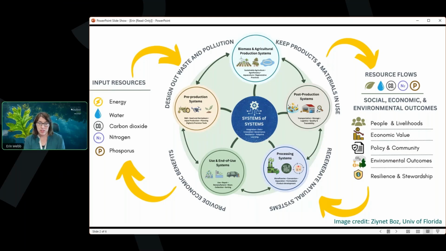There's a number of resources. These are just a few that we are concerned about: energy, water, CO2, nitrogen, and phosphorus. Each of those works in different ways in these systems. So we need to track and understand how they flow through, and understand how we want to utilize each of them in each segment of the entire chain.